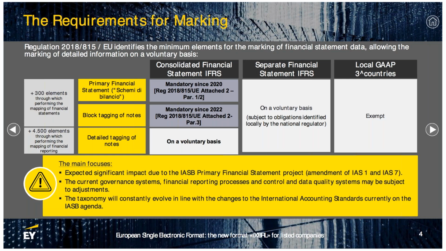And 4,500 elements through which we're performing the mapping of financial reporting, so related to the disclosure and the detailed tagging of notes. So here you have the consolidated financial statement that is mandatory since 2020 for the primary financial statement. Block tagging of notes, mandatory since 2022, and on a voluntary basis, the detailed tagging of notes.